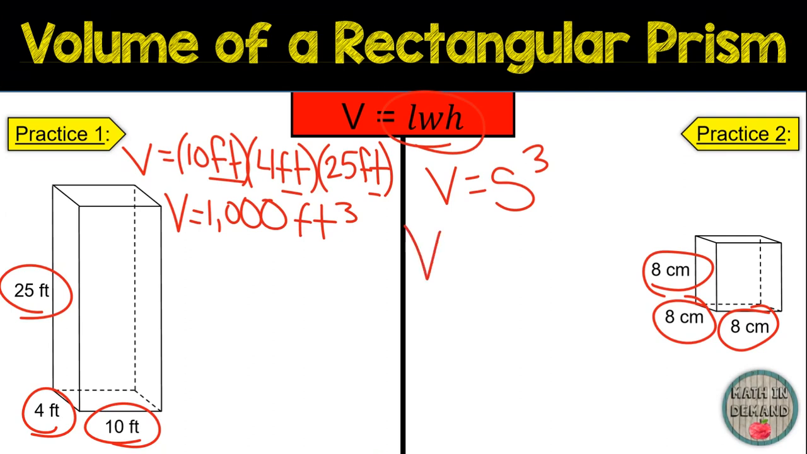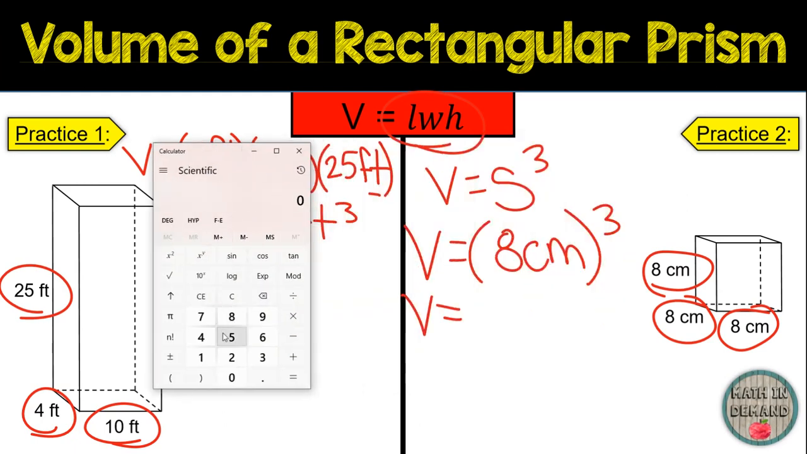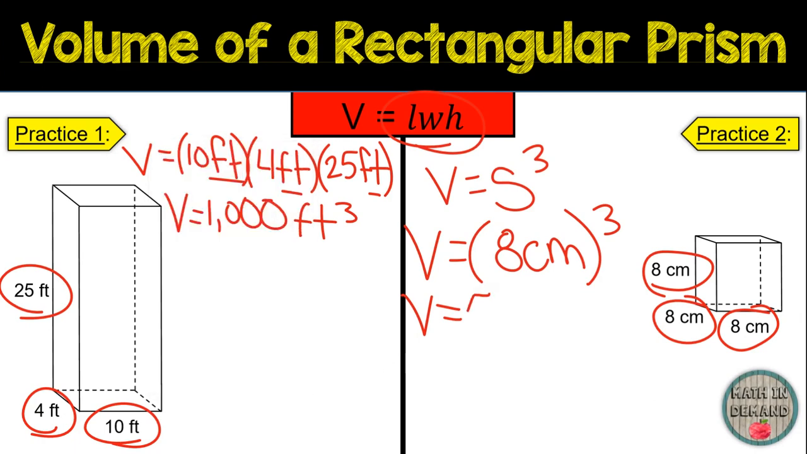But I'm going to go ahead, I'm going to plug in 8 centimeters cubed. This becomes 8 times 8 times 8. So I'm going to grab my calculator and I can put 8 times 8 times 8, or I can put 8 to the third power and I get 512. So I'm going to write 512 cubic centimeters. And that's my answer. I don't have to worry about pi. There's no pi in this. So that's my exact answer.